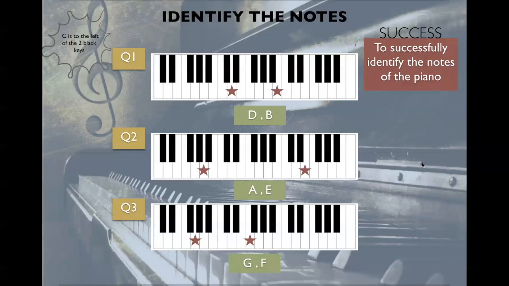There are other ways of memorizing stuff. Once you've figured out that C is to the left of the two black keys, you know that F is to the left of the three black keys. So there's different ways of memorizing it. And eventually you just start to recognize the patterns anyway when you look at it. So once again, practice makes perfect. So far we've successfully identified the notes of the piano. Well done.